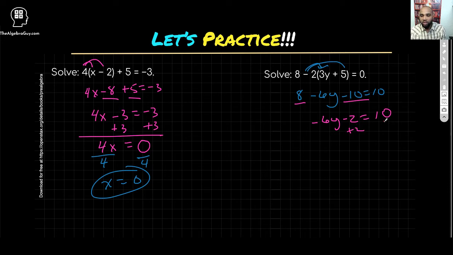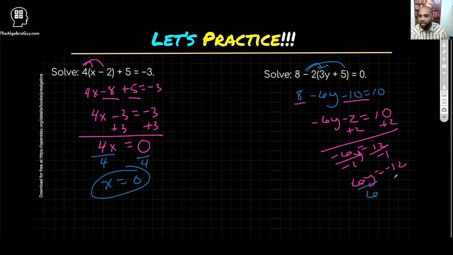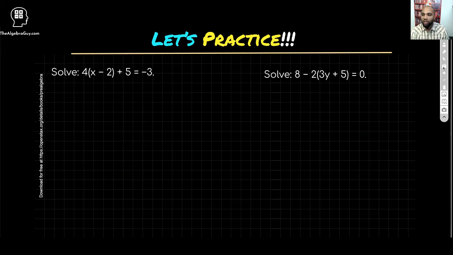I'll add my 2's and divide by a -1. I told you it doesn't matter. On this one, it might, actually I forgot my y, didn't I? 6y equals -12. And one last step, we want to divide by 6. Divide by 6 gives us y equals -2. Voila!